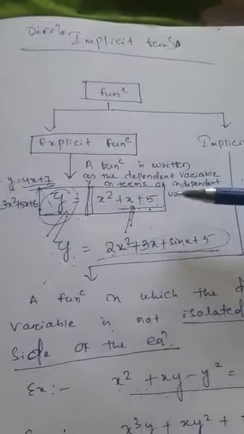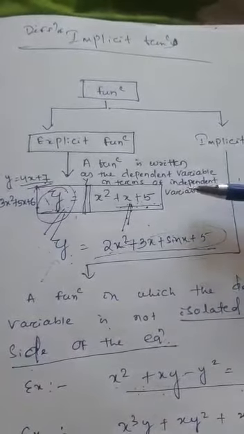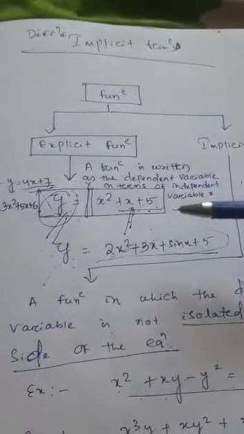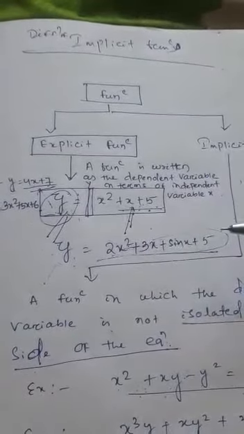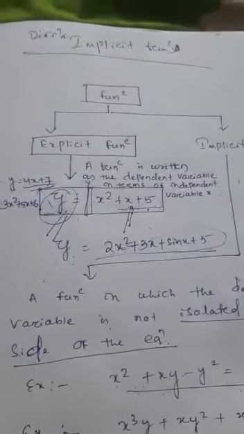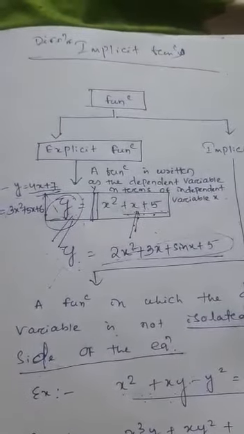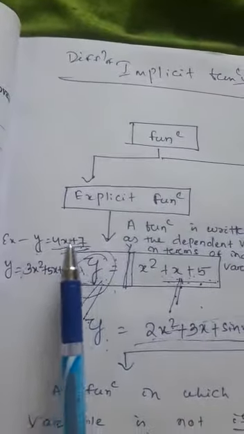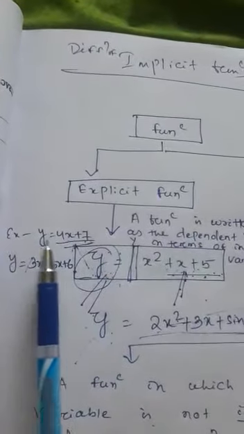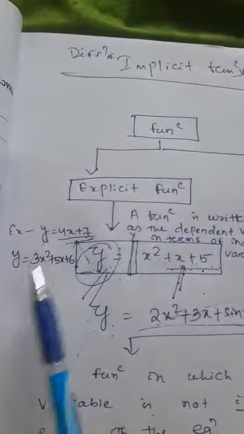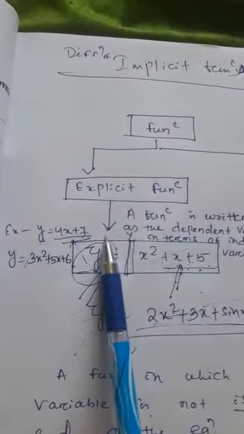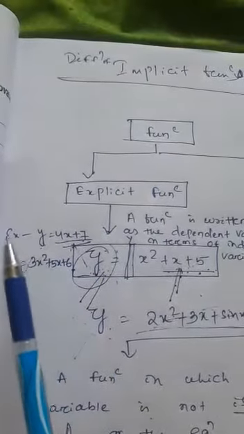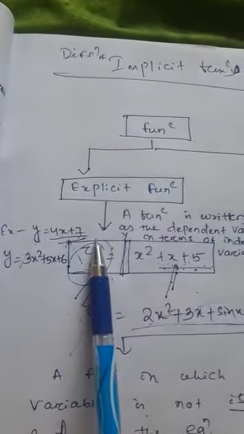A function which is written as the dependent variable in terms of the independent variable x. If we consider y as the dependent variable and x as the independent variable, and we can write it in this format, y is equal to 4x plus 7. See, y is written on one side and x is written on another side. Y is completely depending upon x.